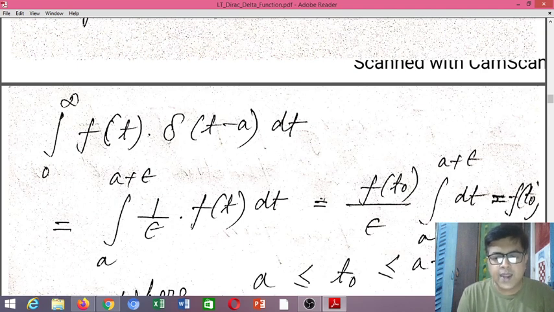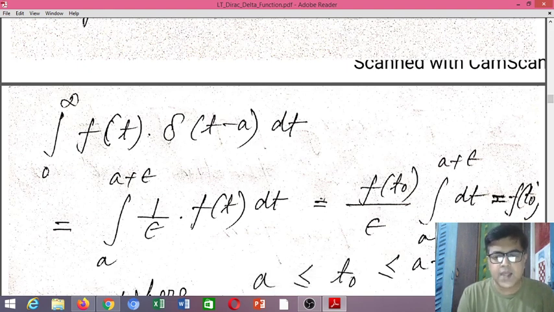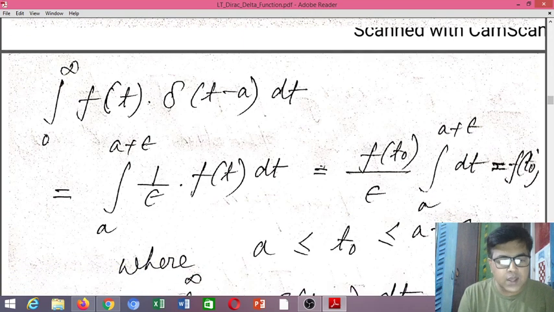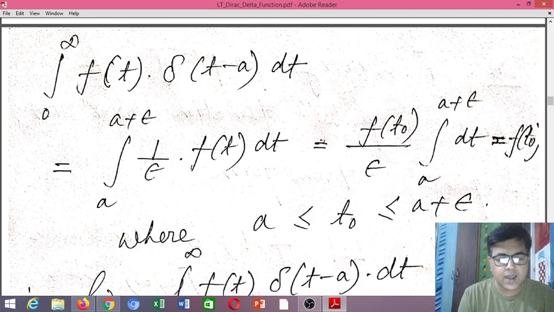Okay, so if you integrate dt from a to a plus epsilon, it will be t, and then if you put the limits, upper limit minus lower limit, so it's a plus epsilon minus a. So a plus epsilon minus a is epsilon, so that epsilon will cancel with the denominator, and hence the result will be f(t0). So we get the integral from 0 to infinity of f(t) delta(t minus a) dt equal to f(t0), where t0 is a value lying in the enclosed interval a and a plus epsilon.